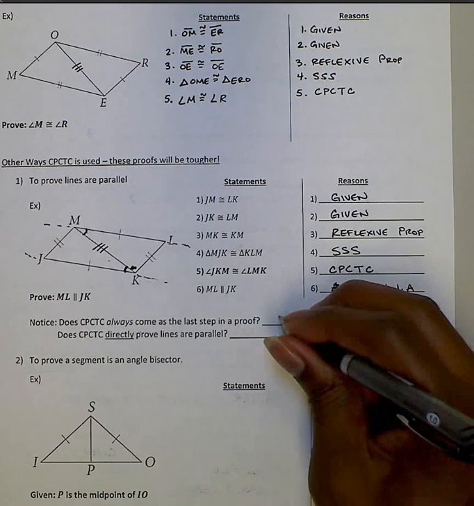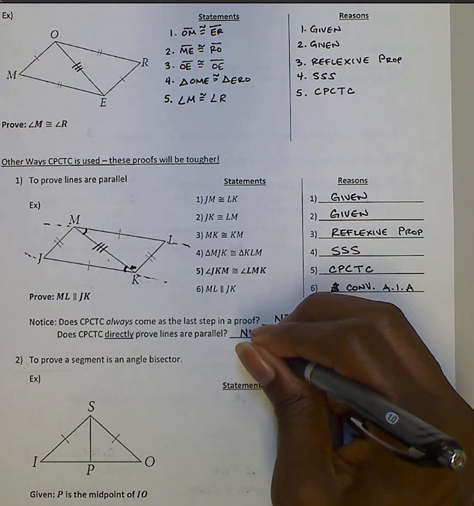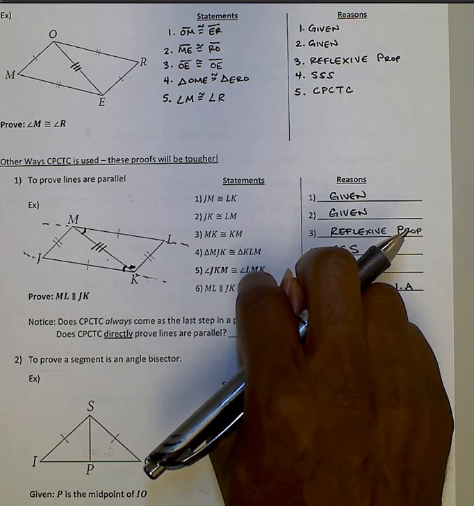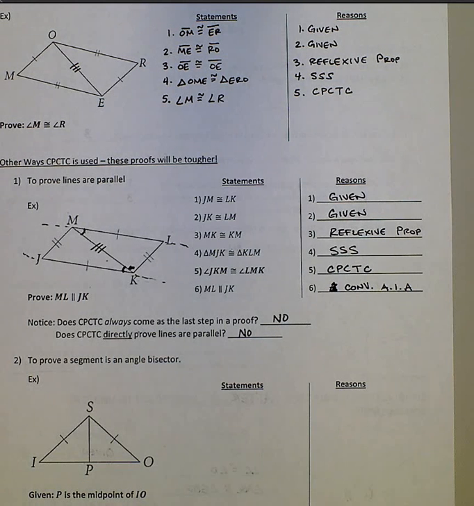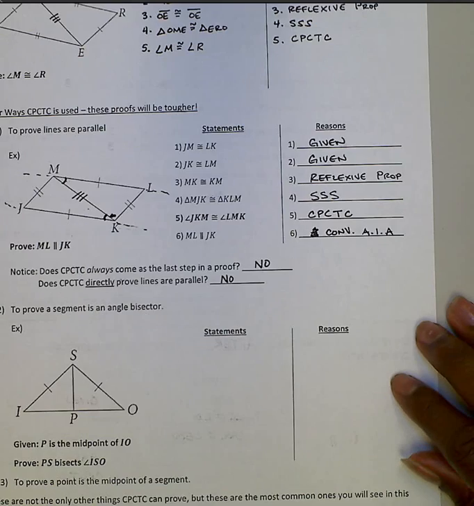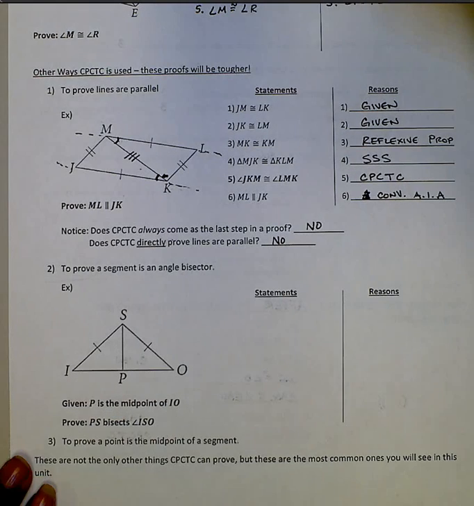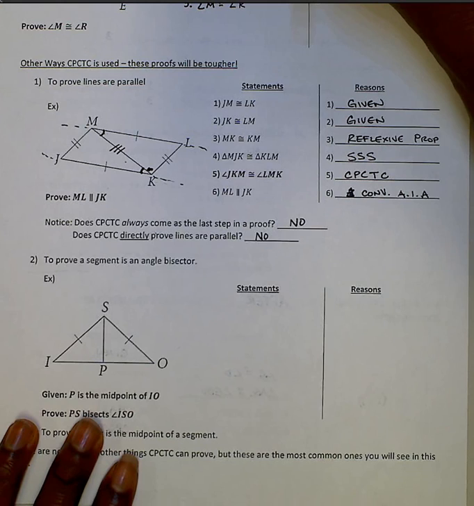Okay, so does CPCTC always come as the last step in a proof? No. Does CPCTC directly prove lines are parallel? No, it did not directly prove it. We had to use CPCTC to show that the alternate interior angles were congruent, and then since the alternate interior angles were congruent, we could say the lines are parallel. All right, so we can use CPCTC to prove lines parallel. We can also use CPCTC to prove that a segment is an angle bisector.